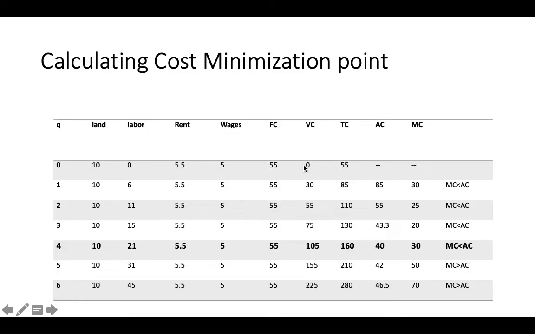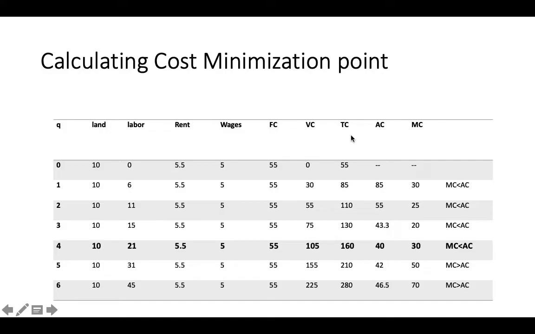Now, fixed cost and variable cost, when we add them together, it gives us the total cost. When the output is 0, total cost is still there, which is 55, and that indicates the fixed cost of production. To produce the first unit, 55 plus 30 is going to be 85. Afterwards, 55 plus 55 is 110, then it's 130, 160, 210, and 280.